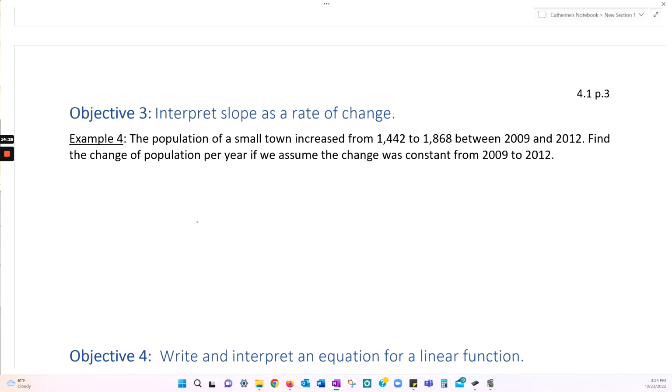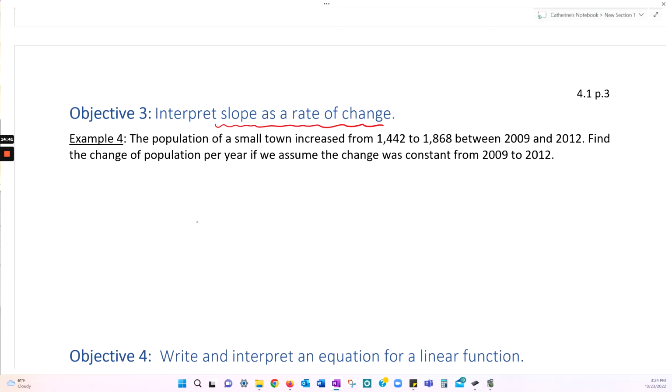Interpret slope as a rate of change. So this objective is just being able to read through a bunch of verbiage and understand the slope in the context of the problem. And this is another thing we've basically done before.